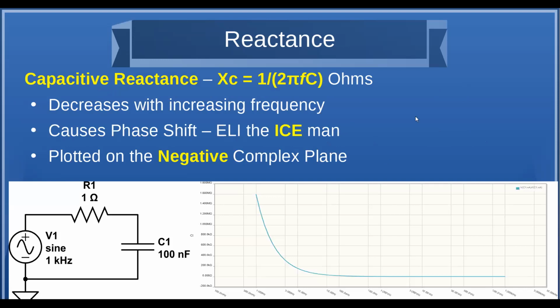If we look at capacitive reactance, the formula is the reciprocal of 2 pi f times the capacitance. So it's omega C, if you remember that omega was 2 pi f. It's the reciprocal, and that's what gives it, as the frequency increases, the reactance is going to decrease. You're dividing: the larger f is, the smaller the result is going to be.